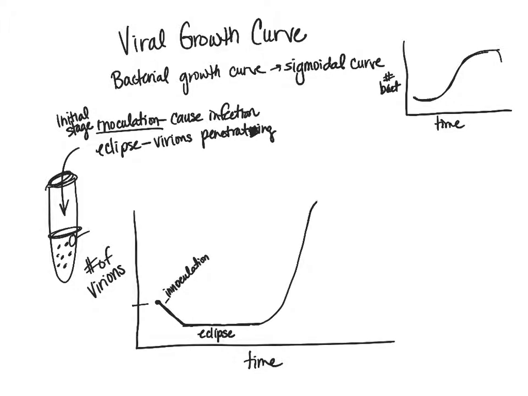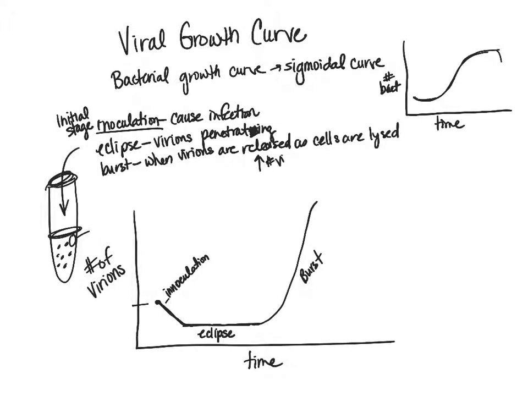So we have a high number here. We increase. This is called the burst. And what's happening in the burst is when the virions are released, as the cells are lysed. So what we see is an increase in the number of virions, and a decrease in the number of bacteria cells.